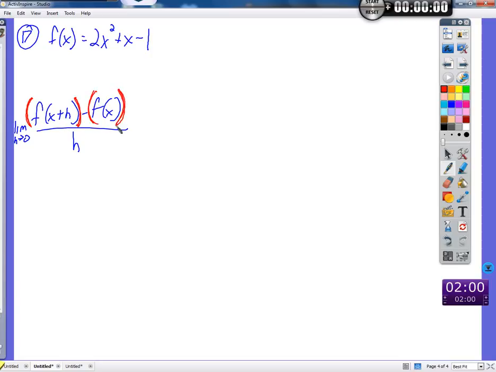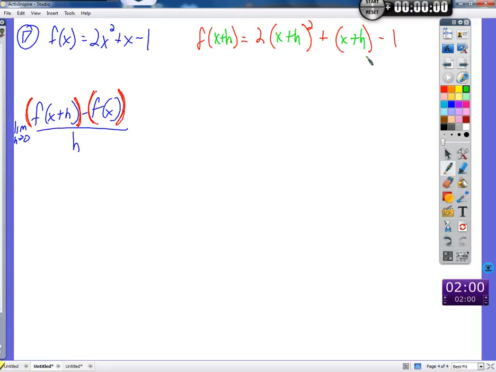Well, f of x is just what's given in the beginning. f of x plus h is when we take x plus h and put it into the function. That's where we take the x out. And what goes in there? x plus h. I'm color coding this. Do x plus h in green. x plus h, x plus h.